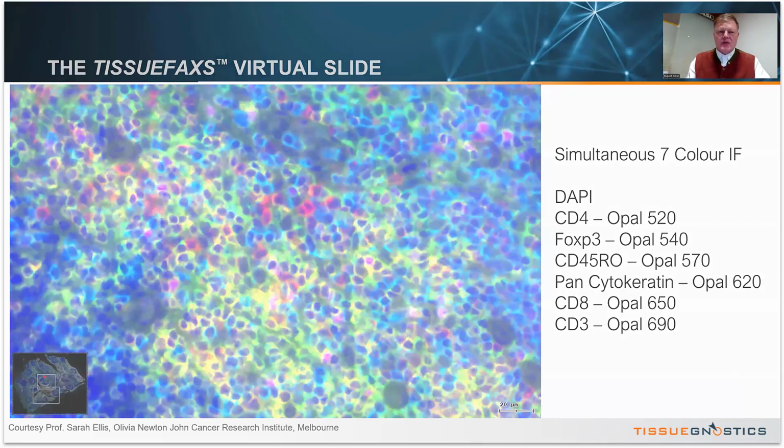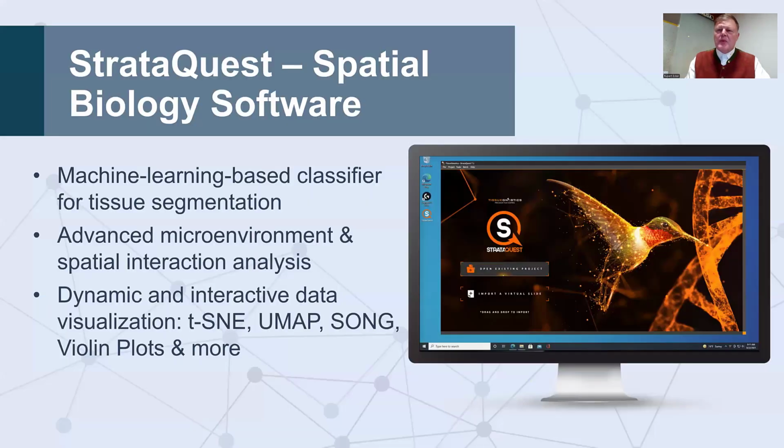And this is what TissueGnostics is offering. Our flagship is StrataQuest, the spatial biology software, which comes with machine learning and deep learning solutions to identify nuclei, tissue structures, tumor areas, glands, prostate for example, glomeruli in kidney, and so on.